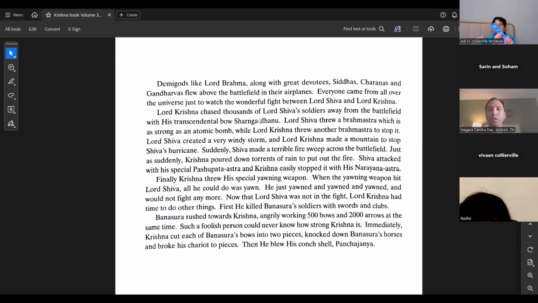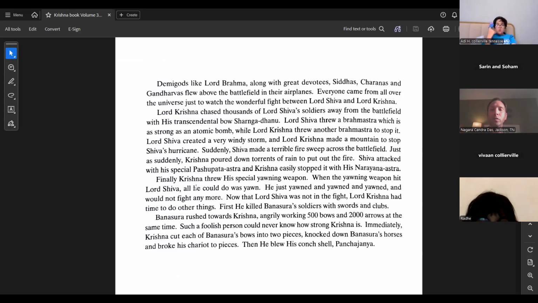Shringadhanu. Lord Shiva threw a Brahmastra, which is as strong as an atomic bomb, while Lord Krishna threw another Brahmastra to stop it. Lord Shiva created a very windy storm, and Lord Krishna made a mountain to stop Shiva's hurricane. Suddenly, Shiva made a terrible fire sweep across the battlefield. Just as suddenly, Krishna poured down torrents of rain to put out the fire. Shiva attacked with his special Pashupati Astra, and Krishna easily stopped it with his Narayan Astra. So these are celestial weapons, very, very strong weapons.